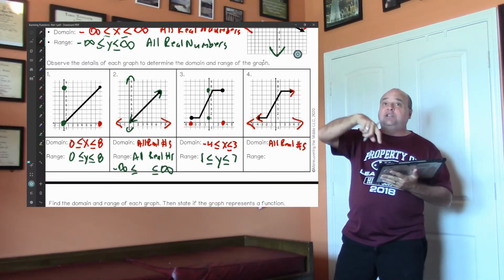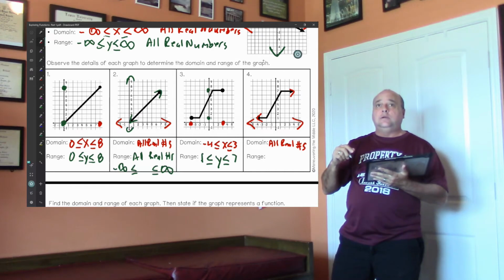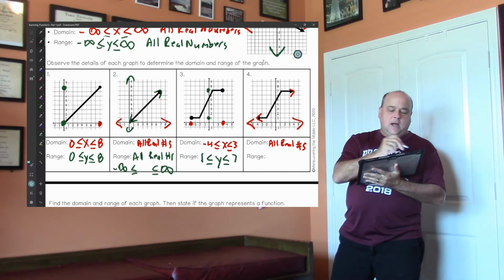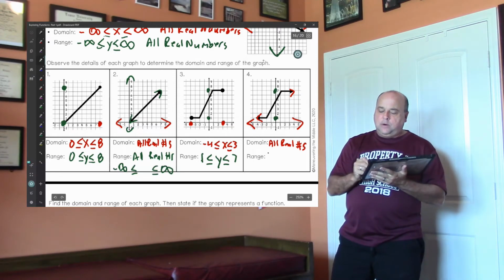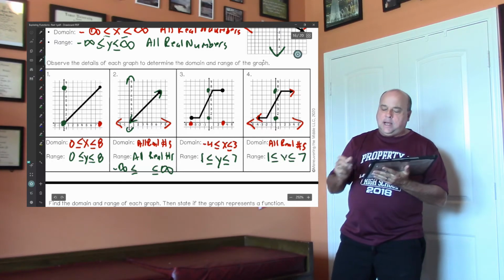Now then, the range does not go from the bottom to the top, does it? Okay, so my range will start at 1 and go to 7 on it. So the range goes from 1 to 7. I'm going to put less than or equal symbols and put a Y.